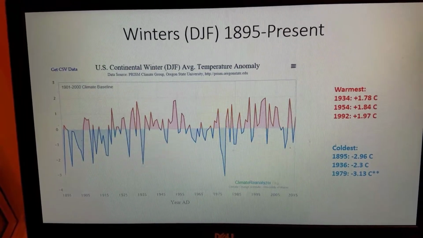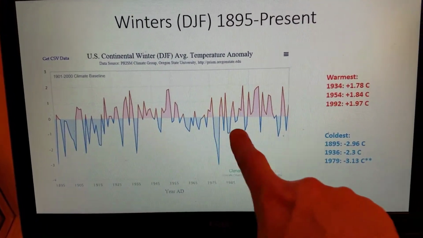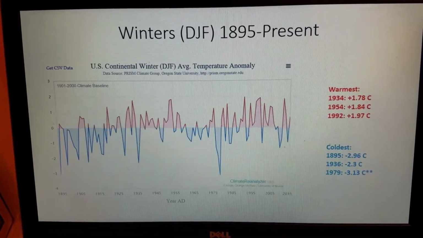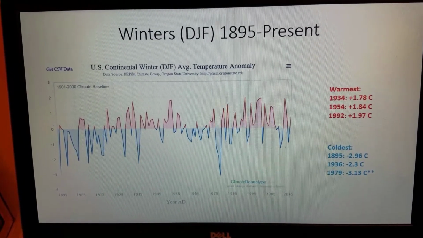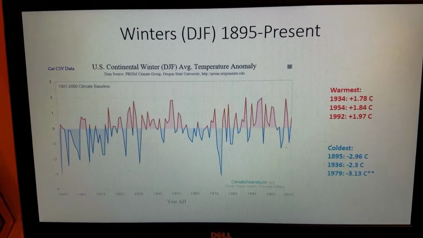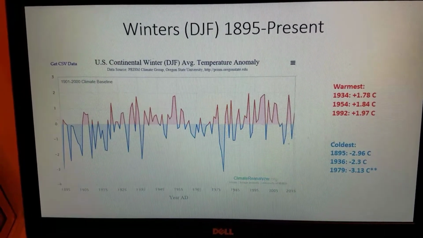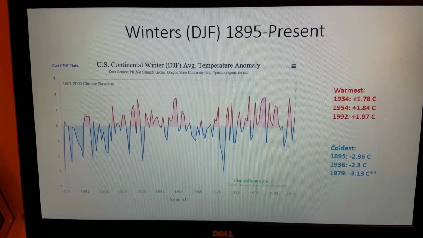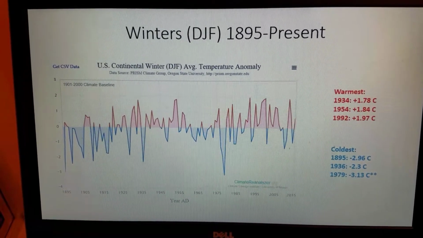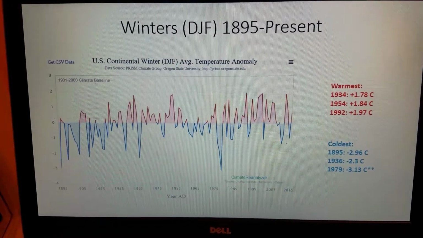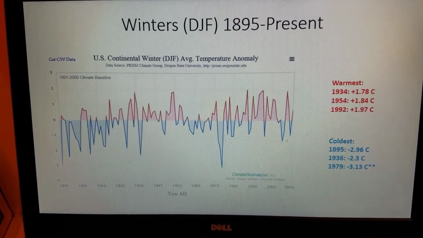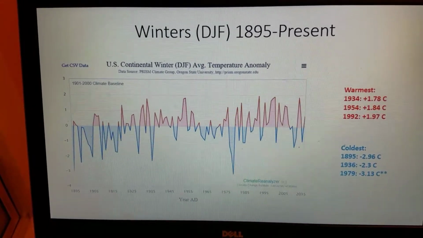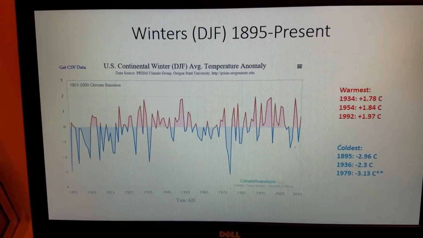Looking back at the coldest winters out of this whole data set, we see that 1895, the beginning of this time frame, the average winter temperature from December through February was 2.96 degrees below normal. In 1936, it was 2.3 degrees Celsius below normal. And then the winter of 1979, which some folks really remember across the East as a very cold winter, was down to 3.13 degrees Celsius below normal.